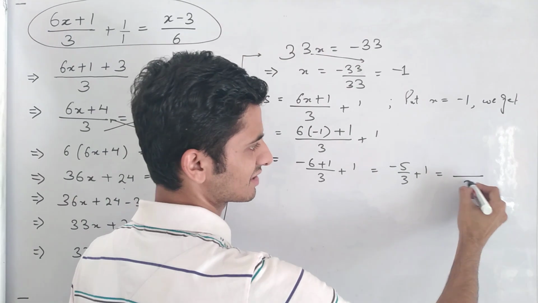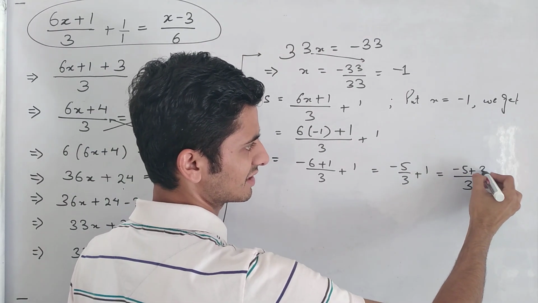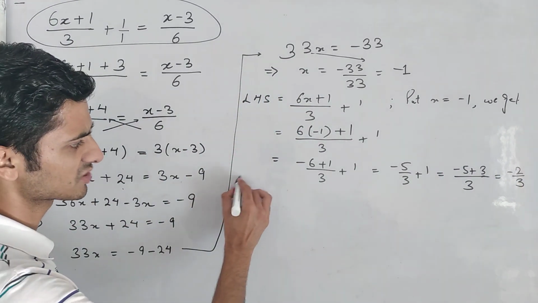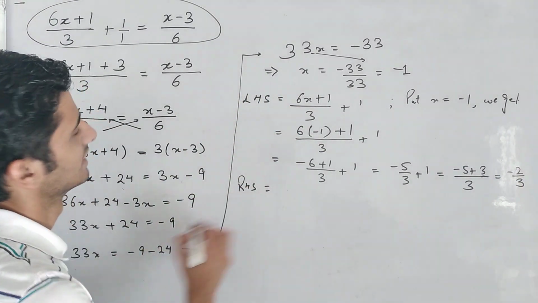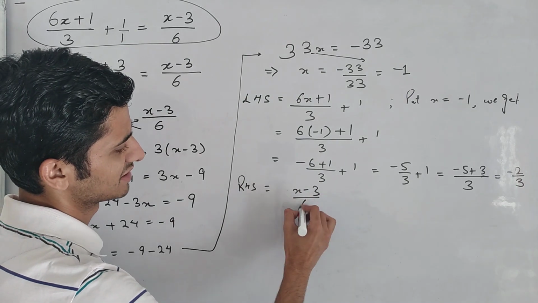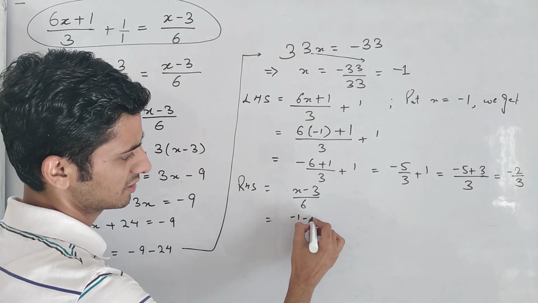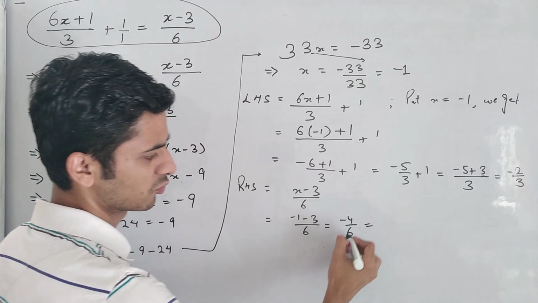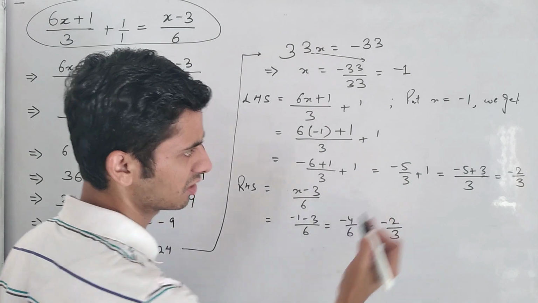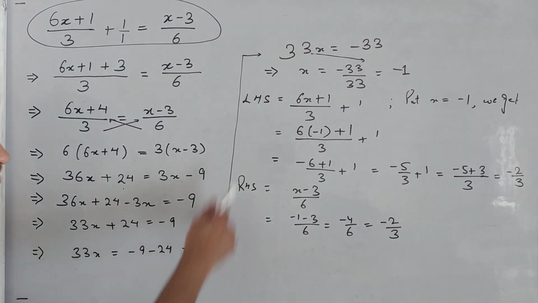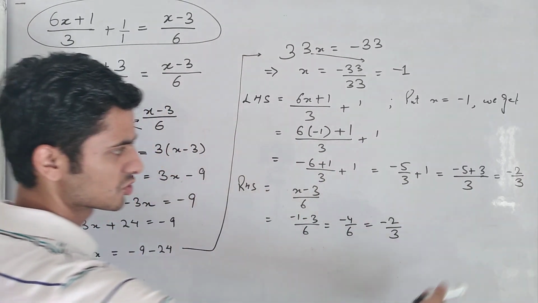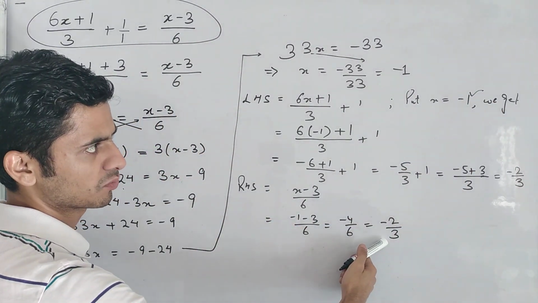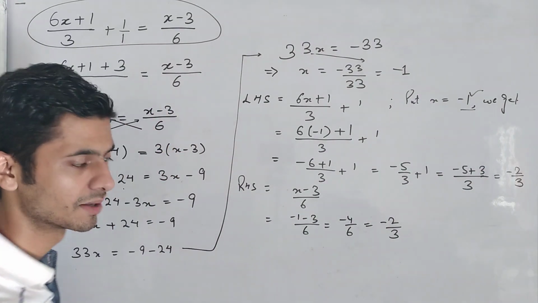Okay, LCM: if I take 3 minus 5 plus 3, it gives you negative 2 upon 3. Now let us solve the right hand side as well. x minus 3 upon 6. x is minus 1, so minus 1 minus 3 upon 6 means minus 4 upon 6. If you divide 4 and 6 by 2, it gives you minus 2 upon 3. So the left hand side came out to be minus 2 upon 3 when you insert x at minus 1. Right hand side also comes out to be minus 2 upon 3 when you insert x equal to minus 1.